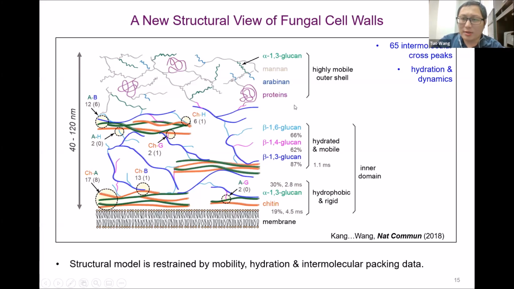So by combining the information on the intermolecular packing and the data on hydration and the dynamics, which are not shown here due to the time limit, we're able to construct a new structural model of the fungal cell wall. So alpha-1,3-glucan and chitin tightly pack to form hydrophobic and rigid cores that are embedded in a well-hydrated and mobile matrix formed by diversely linked beta-glucans and further capped by an outermost very mobile layer rich in glycoproteins. And the structural model here is a combination of the molecular evidence that we obtained using NMR with many biochemical studies in the existing literature.